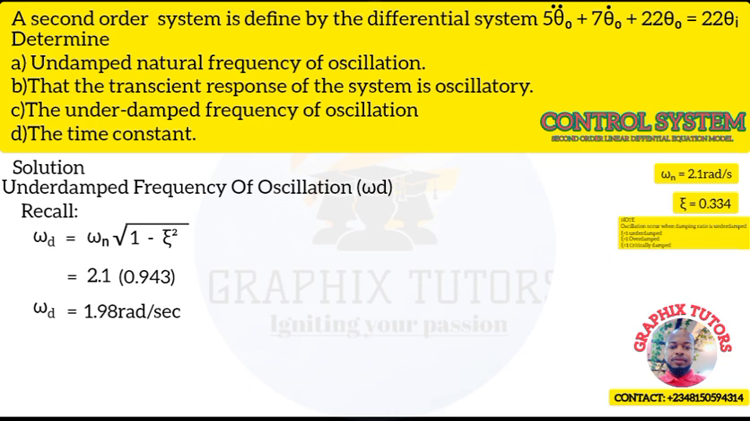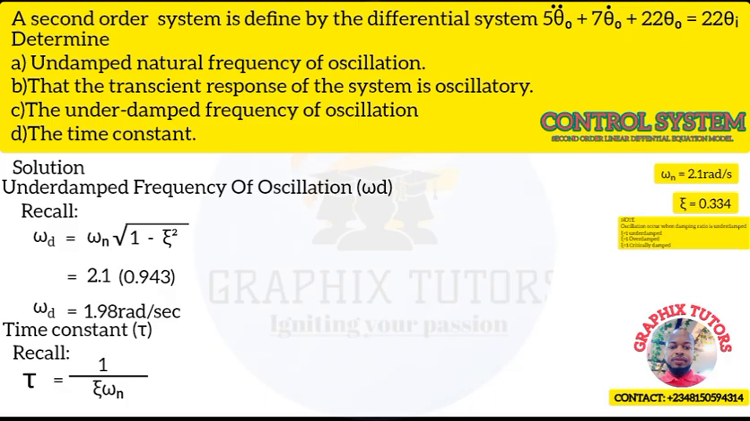Now the last but not the least for this question, it says we should determine the time constant, which is represented using the symbol tau. Recall, the time constant tau is the inverse of the natural frequency times the damping ratio. That is 1 all over omega sub n times zeta. That is the formula we have.